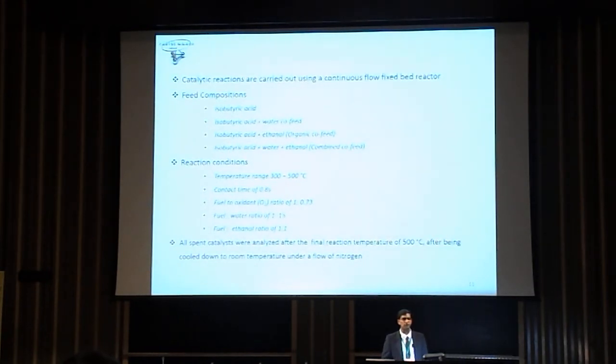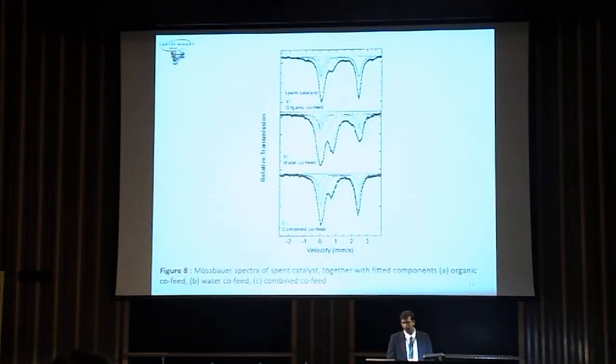Unfortunately, we don't have an in situ Mössbauer facility equipped with this reactor. So all the catalysts were analyzed after reaction at 500 degrees, cooled under a positive flow of nitrogen. And with the isobutyric acid, the catalyst looked the same as the fresh catalyst, that is, the Fe3+ phase is present, that's the tridymite phase.